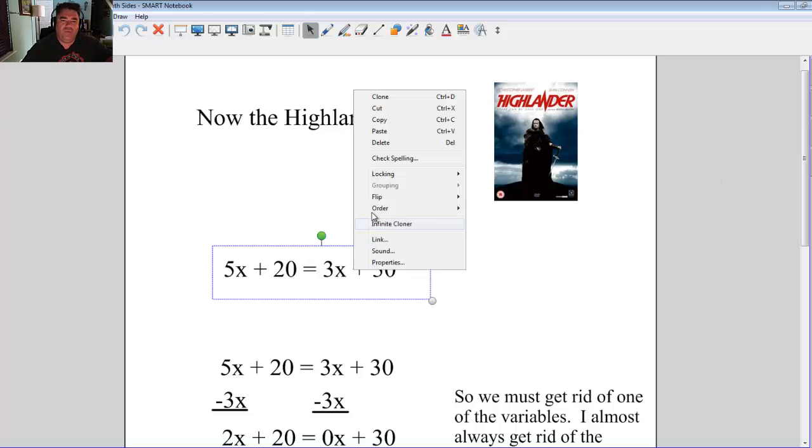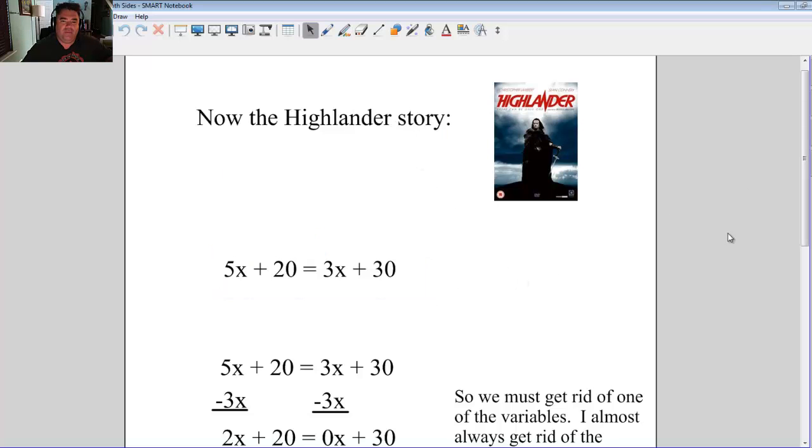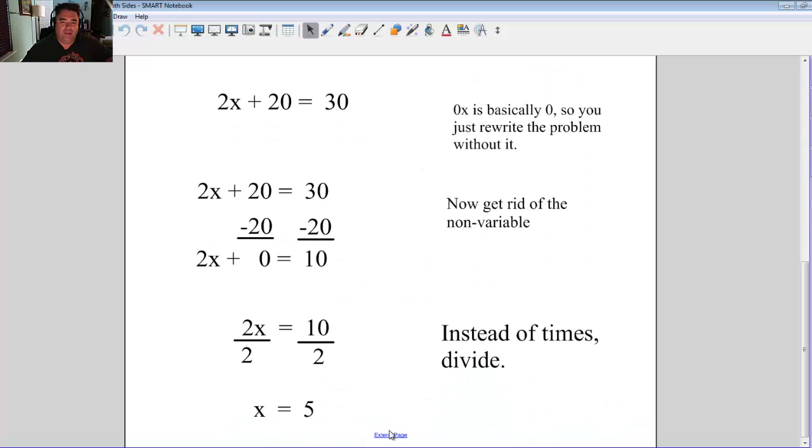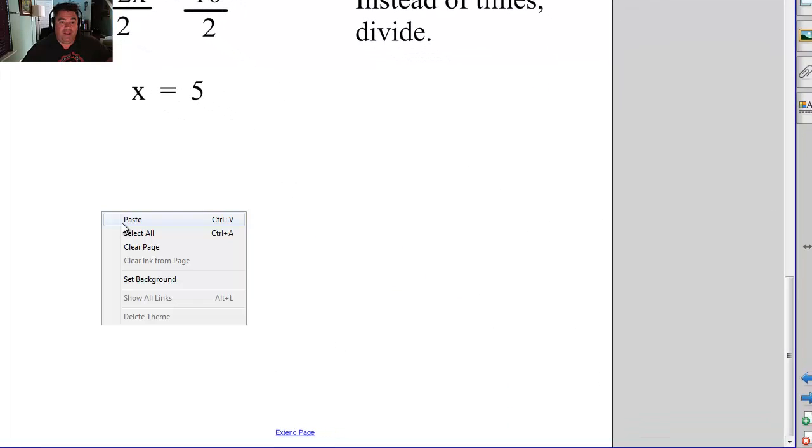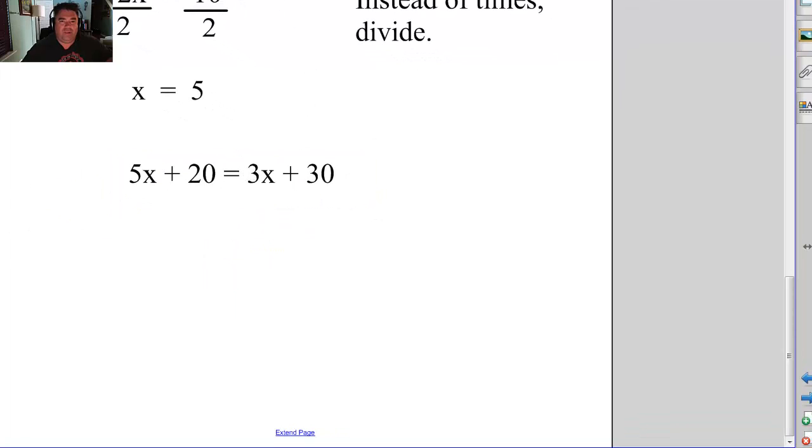But I want to prove to you that it doesn't matter, and here's how. I'm going to go ahead and recopy this. And with just the pen I have, this electronic pen, I'll do it the other way. Suppose I subtracted 5x instead of the 3x. Would I get the same result? Let's take a look. These cancel, leaves 20. Over here I have negative 2x plus 30.